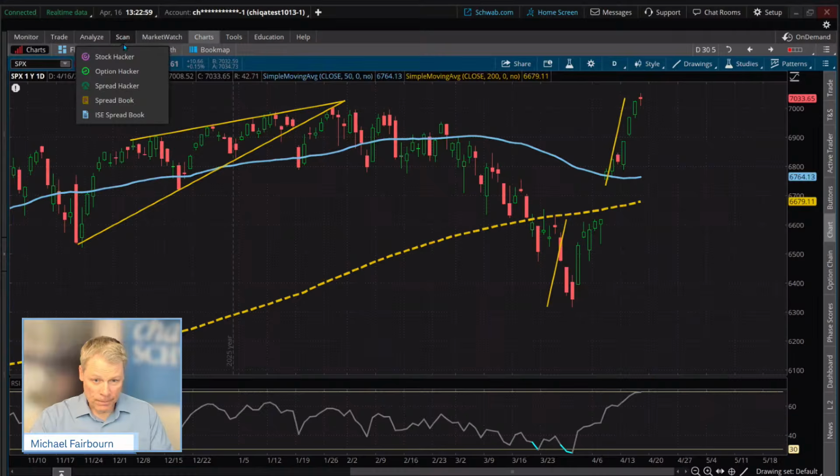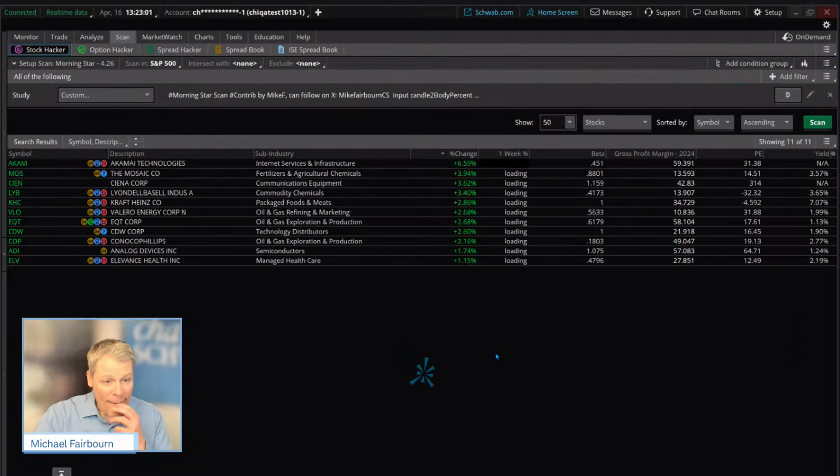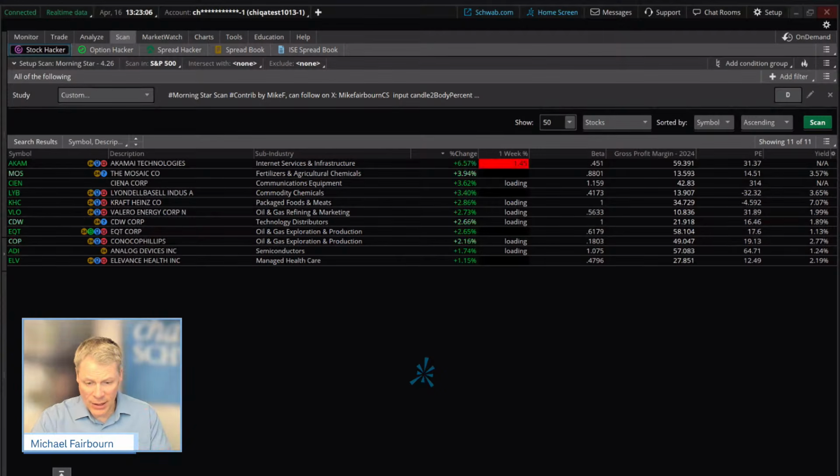So let's do this. Let's go to the scan. Oh, I've got it pulled up already. Okay, this is the scan. Let's explain it here in just a second as to exactly what is going on. There are a few things that are interesting to point out here.